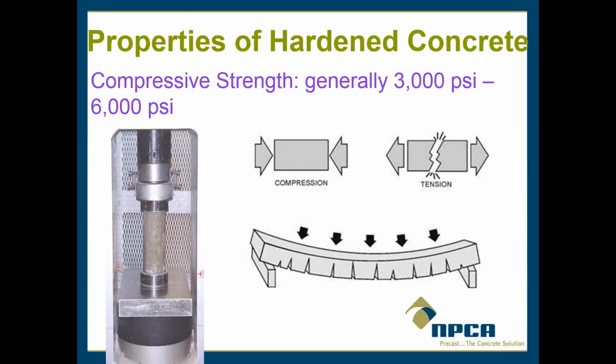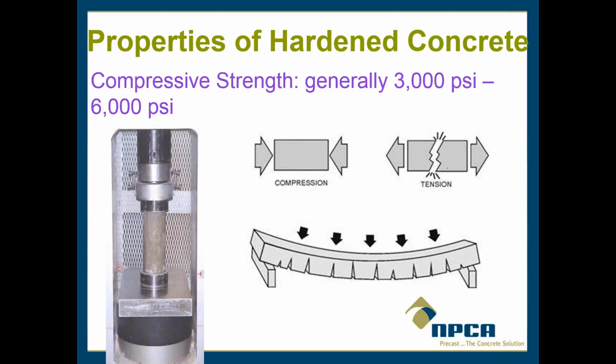So first off, compressive strength. For just a typical regular old wet cast mix, it generally ranges from 3,000 to 6,000 psi. Now that depends on what the product is going to be used for. But typically it's between 3,000 and 6,000 psi. Compression is when you're compressing, you're pushing it together. Concrete is very, very strong in compression.